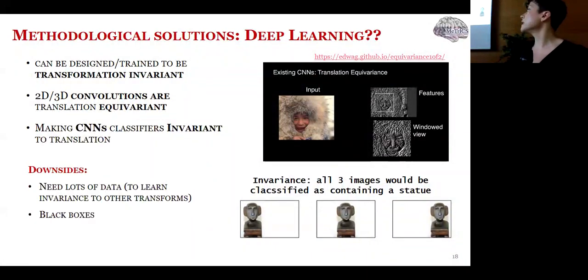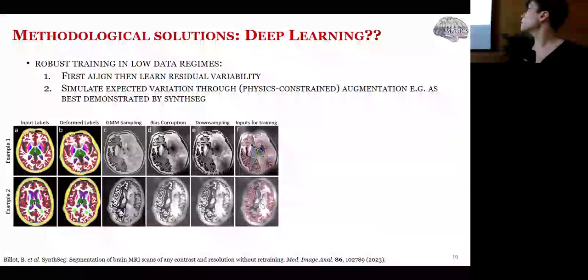The problem is that you still need lots of data to do this, in order to learn invariance to all the other types of transformation that you might observe in the data. And in their original form, deep learning frameworks are black boxes, which can be difficult to interpret, so you don't know why they make the decisions that they do. So there are two ways of dealing with these.